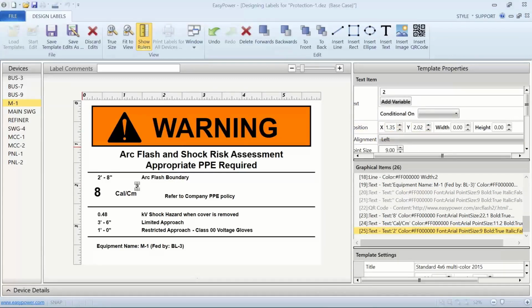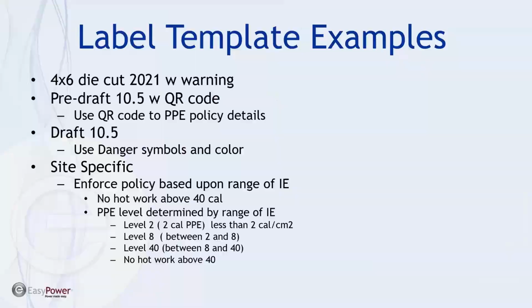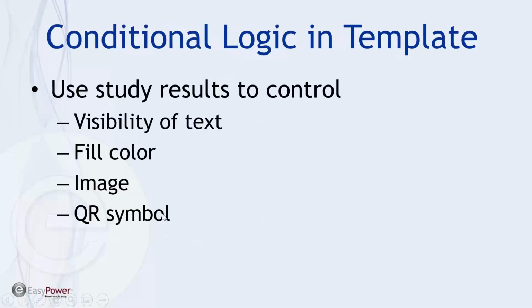So bottom line is we have the ability to create a label that has conditional data on it, and it allows the ability to change the contents of the label based upon the results of the study. Virtually all the parameters that are calculated in the study are available on the spreadsheet, and using that information, we can control the visibility, the color, the image files itself, and even the QR symbol content.